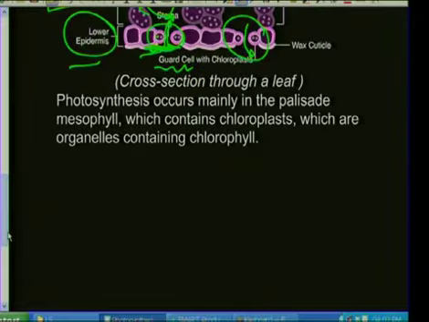So we said already, photosynthesis occurs mainly in the palisade mesophyll, which contains most chloroplasts. And chloroplasts, by the way, are organelles which contain chlorophyll. We've explained that earlier already. Good. So we're still busy with it.